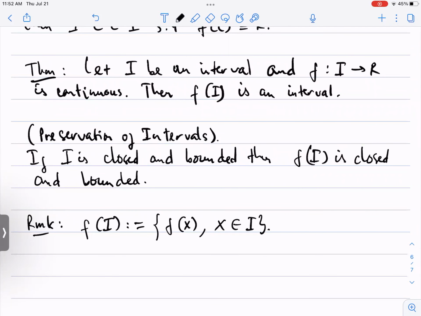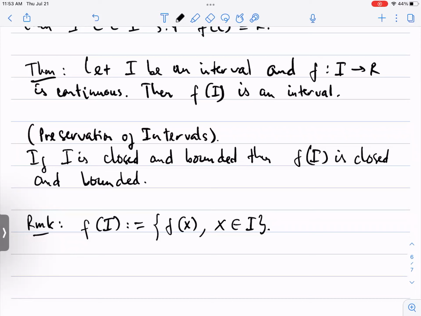Another consequence is about the preservation of intervals. Let I be an interval and f a function from I to the set of real numbers be continuous. Then f of I is an interval. Recall that f of I is the image of the interval I under the function f, which equals f of x for all x inside the interval I. Furthermore, if I is closed and bounded, then f of I is closed and bounded.